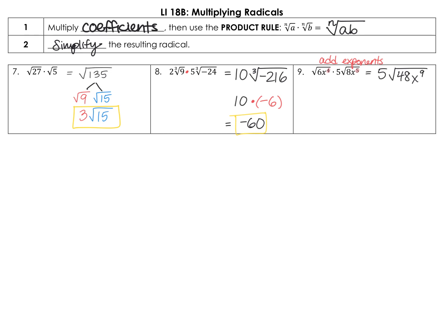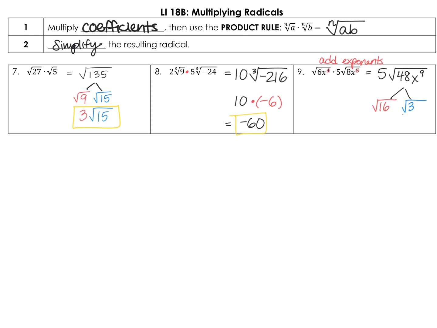All right, this guy's not done. Needs to simplify. This one does break down. Not going to mess you up this time. Okay, perfect square that 48 divides by. 16. 16 times, I think 3.